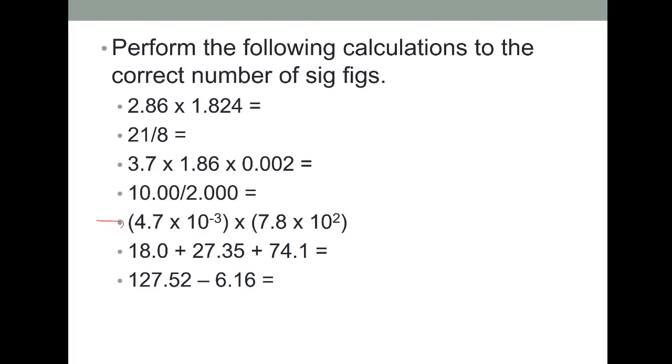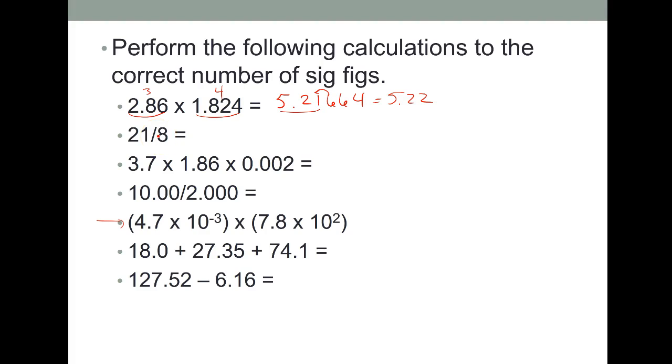All right, so for the first one, my calculator says 5.21664. This has 3 sig figs. That has 4 sig figs. That means I only want 3. The 6 rounds up the 1. 5.22. That is the correct answer.